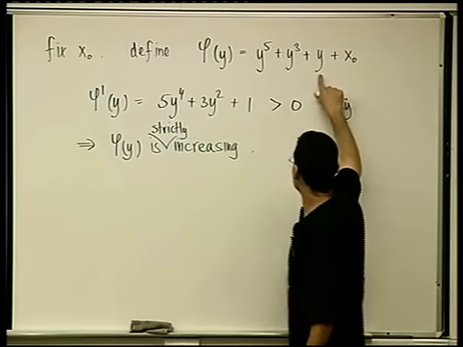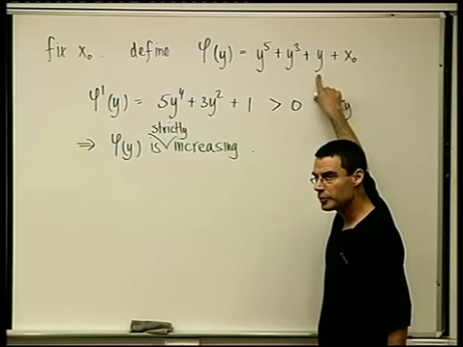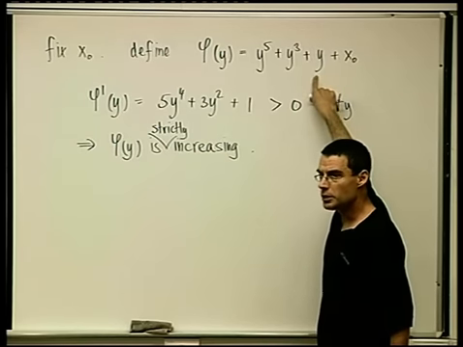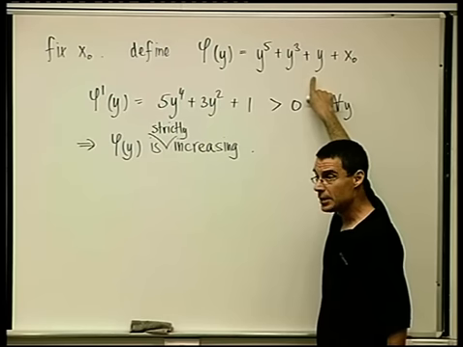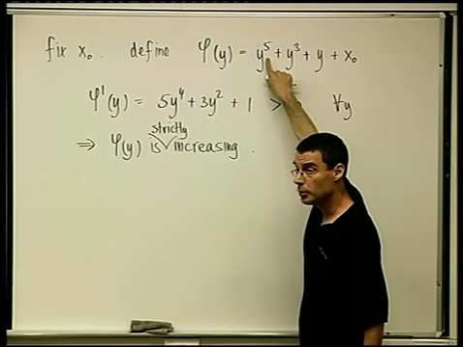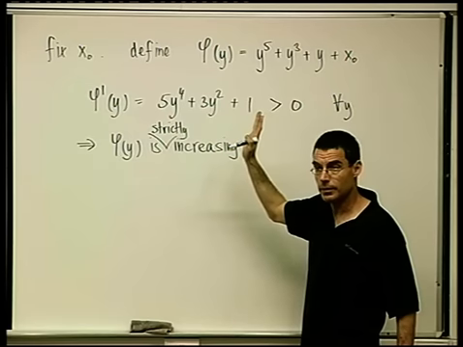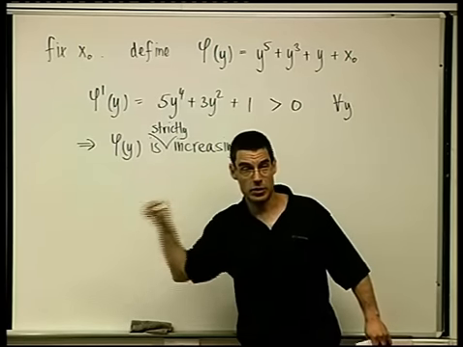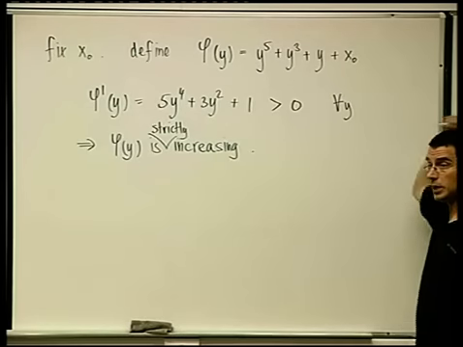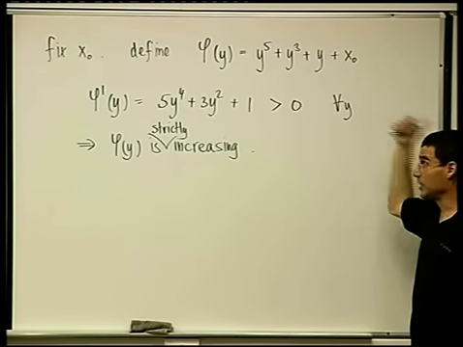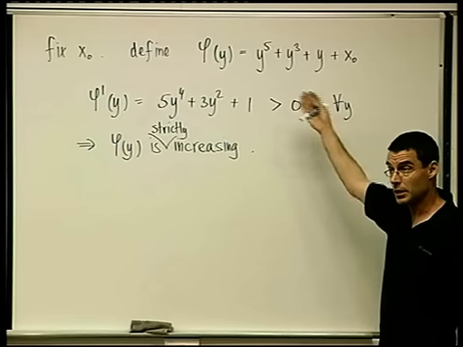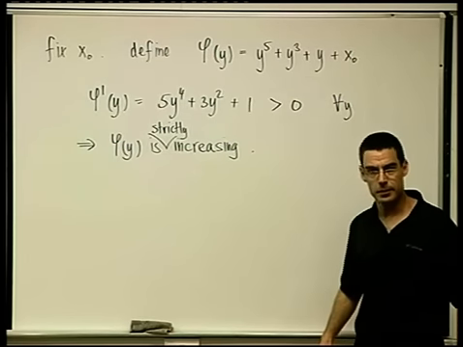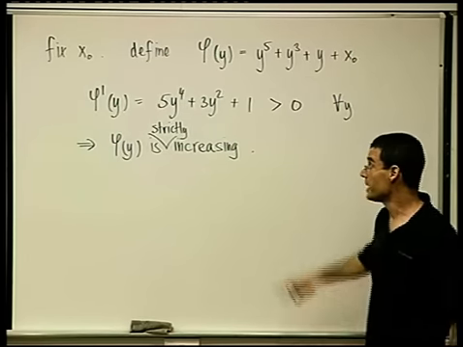Now, phi of y is a polynomial of degree 5. You probably learned in Calculus 1 that any odd degree polynomial has a real root, right? Because it goes to minus infinity when x tends to minus infinity, and it goes to infinity when x tends to infinity, and it's continuous, right? It's going to cross that axis. Do you agree? So it has a root.